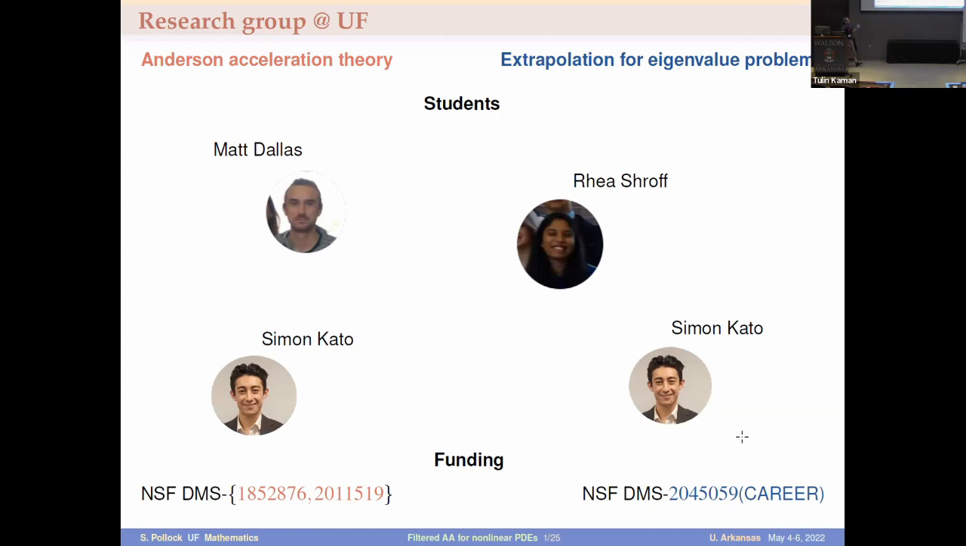And then my other main work is on extrapolation methods for matrix and tensor eigenvalue problems, and I have my student Ria working on this with me. Simon's also done some work on this. He was working specifically on the PageRank problem, so I'm looking forward to hearing the next lecture from Yosef. Right, and so we're going to focus on this project today.